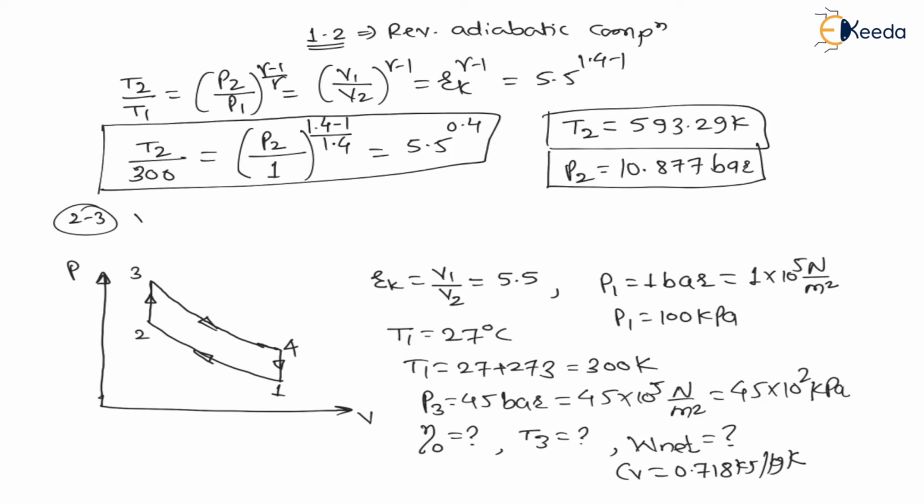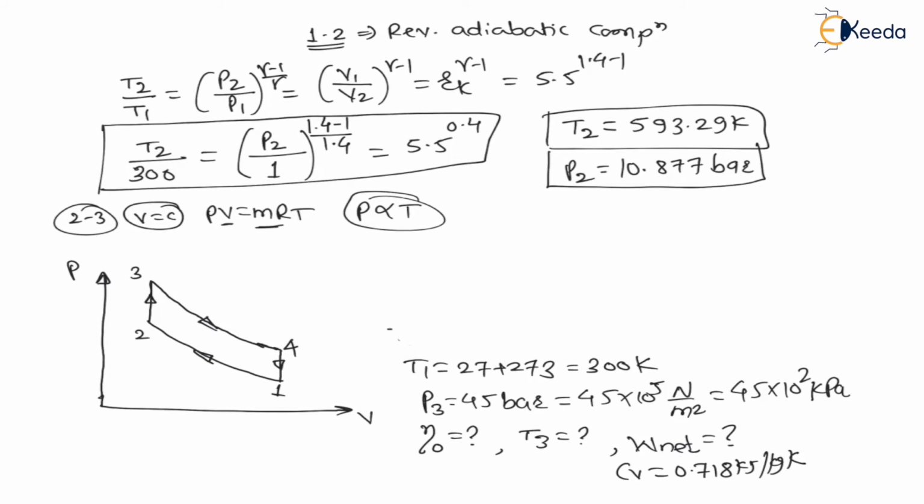Now 2 to 3 is a constant volume process. Therefore we can write PV is equal to mRT. Volume is constant and mR is constant, so pressure is directly proportional to temperature. In process 2 to 3, pressure is directly proportional to temperature. So my dear students, as pressure is directly proportional to temperature, we can replace the pressure ratio with the temperature ratio, that is P2 divided by P3 is equal to T2 divided by T3. So the question is to find T3, therefore we can write T3 is equal to P3 divided by P2 into T2.